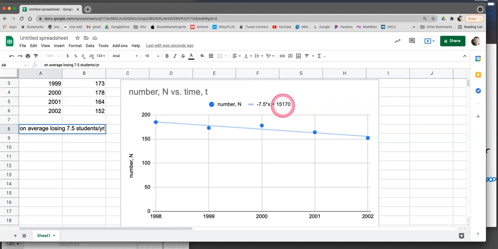It has a y-intercept of 15,170 and a slope of negative 7.5. Okay, so that is how you create a trend line using Google Sheets, and I will do another example in the next video.